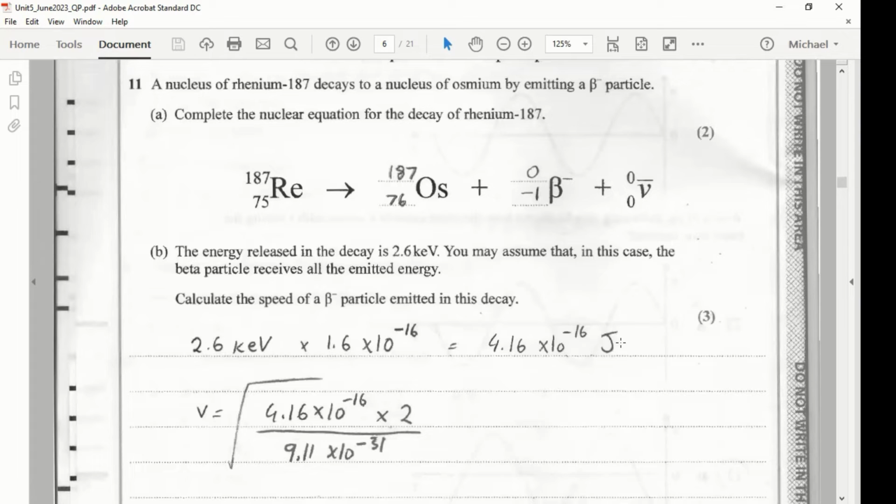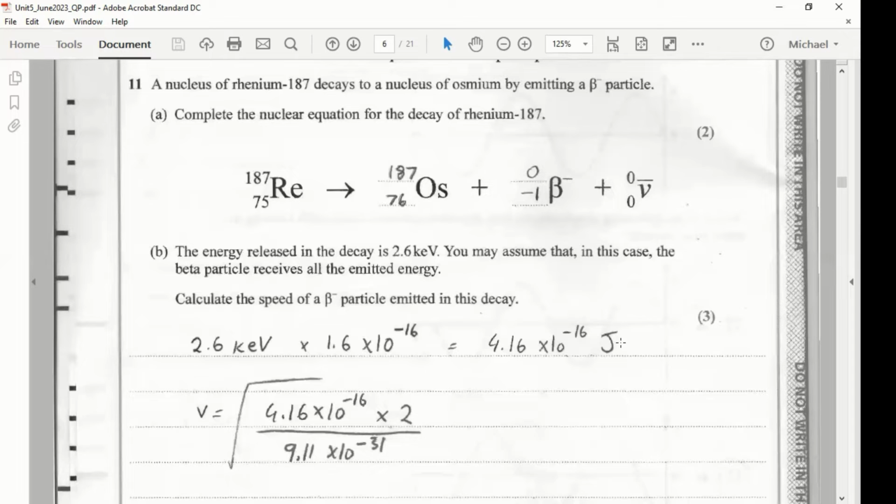11b. The energy released in the decay is 2.6 kilo electron volts. You may assume that, in this case, the beta particle receives all the emitted energy. Calculate the speed of a beta minus particle emitted in this decay. So all we do is we turn the 2.6 keV into joules by multiplying by 1.6 times 10 to the minus 16. And we get that figure in joules.